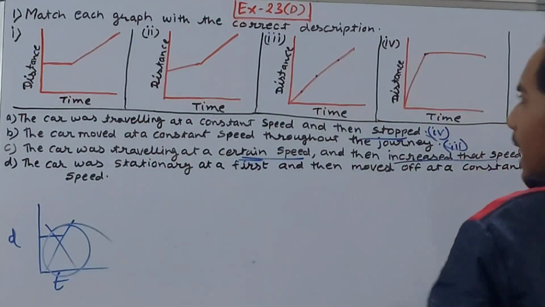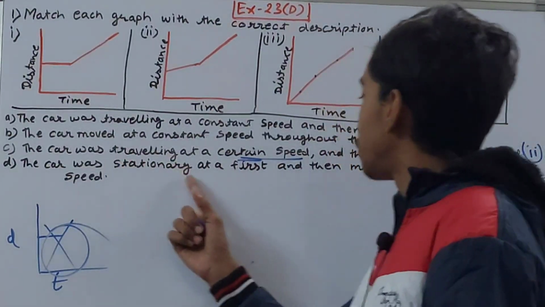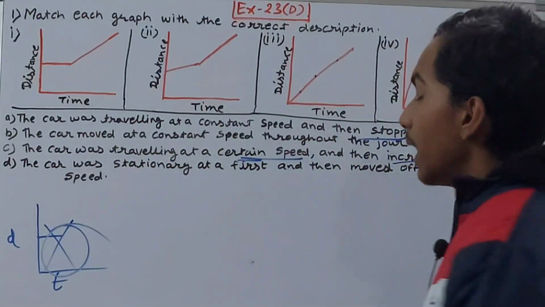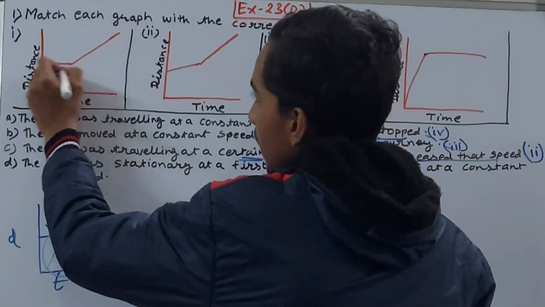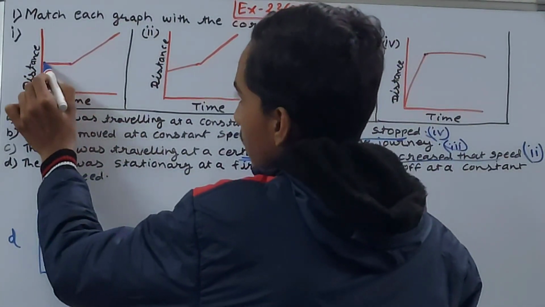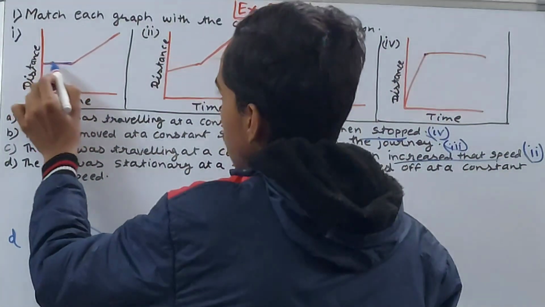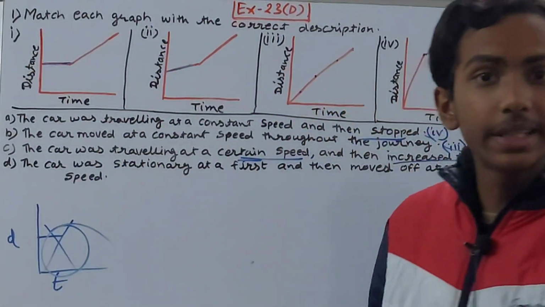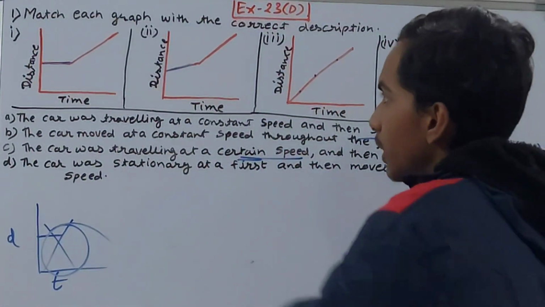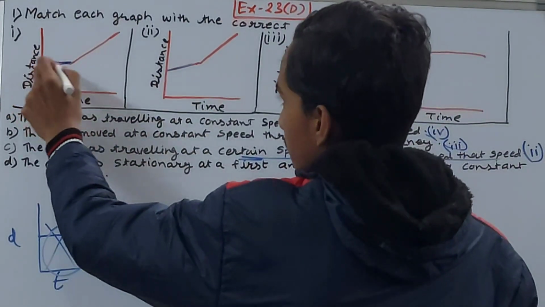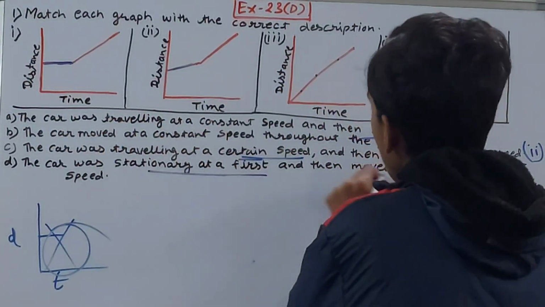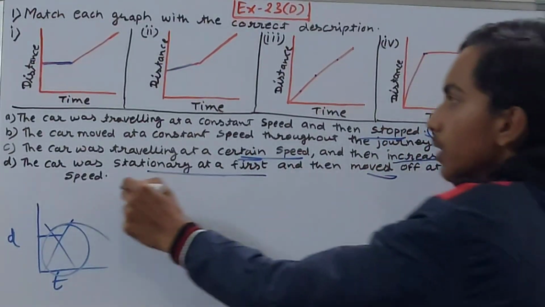Okay, and the last one, the car was stationary at first and then moved off at a constant speed. Now the stationary part, the rest part, it will come here. You can see a straight line means it is stationary, it's not moving. A slanting line means that it's moving with constant speed. That is the difference. Okay, so in distance-time graphs, the straight line indicates that your body is at rest. The car was stationary at first, then it moved off at a constant speed.